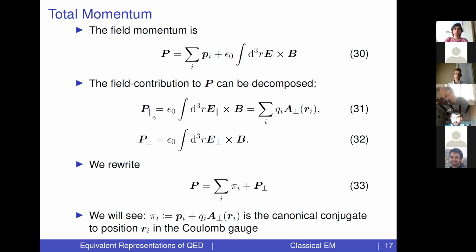And if we do this, again, for the longitudinal component, we get the sum over the electric charges of our particles times the transverse electric field at the particle position. And if we rewrite the total momentum and define these expressions, we will see later, and they may seem familiar to some of you, that this is exactly the canonical conjugate to the position operator of the particles in the Coulomb gauge. And therefore we have another nice relation in the Coulomb gauge.